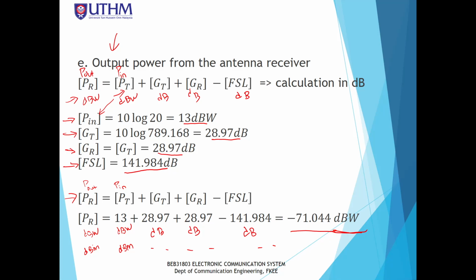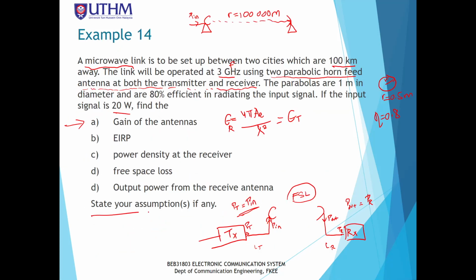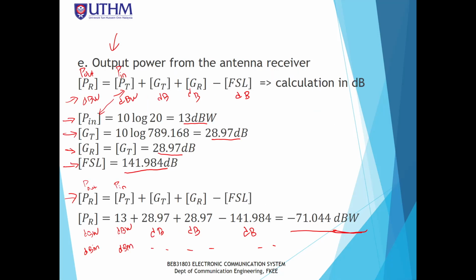So, okay. Tadi ada satu lagi dia tanya eh. Ada satu lagi eh. State your assumption. Apa dia kita punya assumption sebenarnya? So the assumption is there is no other losses other than the free space loss. Itulah satu-satunya assumption yang kita buat. Kenapa kita assume like that? Because the question does not mention any other losses. Soalan tidak menyatakan sebarang bentuk losses. Bermakna cuma ada FSL sahaja. So therefore, we assume that there is no other losses other than the FSL. Okay? So that's the assumption. Kerana tidak diberikan dalam soalan, so we assume that tidak ada losses, cuma ada FSL sahaja.